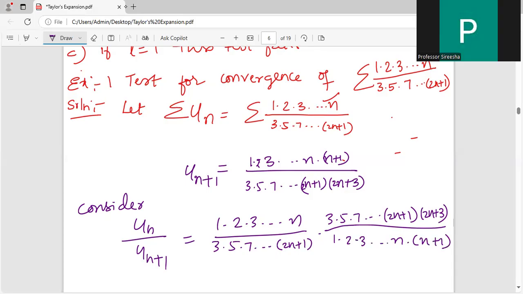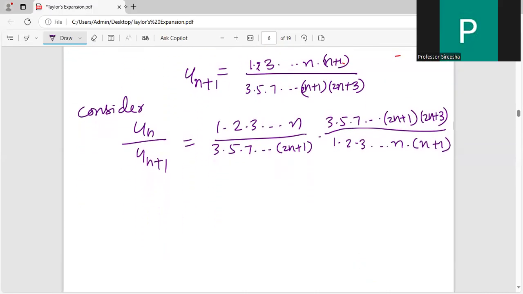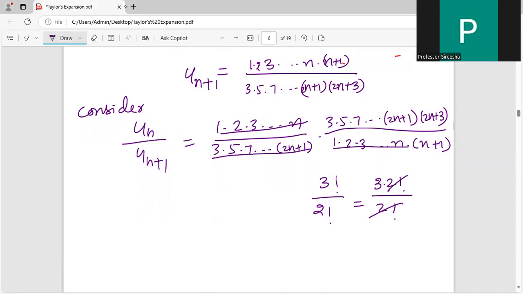Now you see, small simple logic. If I have 3 factorial by 2 factorial, then it is what? 3 factorial can be written as 3 into 2 factorial by 2 factorial. So 2 factorial and 2 factorial get cancelled off. Similarly here, 1, 2, 3 and so on till n is n factorial. Till then it gets cancelled. The n plus 1 term will be remaining here. 3, 5, 7 into 2n plus 1, the 2n plus 1 factorial gets cancelled off and 2n plus 3 will be remaining.